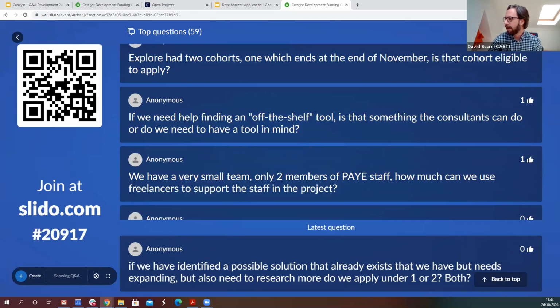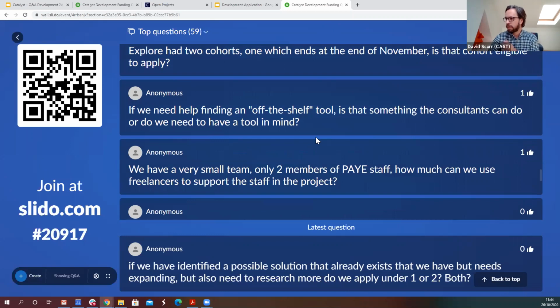If we need help finding an off-the-shelf tool, is that something the consultants can do, or do we need to have a tool in mind? This comes back to the slide I brought up earlier. If you need to develop a bespoke solution, that will be included in your 10-week program, and you will get guidance and support from the best match in terms of digital partners to help you do that. So you will get that support from that digital partner, and that's what the average of up to £28,000 would cover.